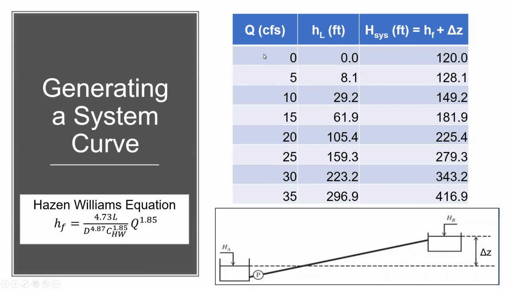You'll note that this system curve has a positive value for 0 cubic feet per second. And why would that be in this particular system? At no flow, there's already some head that the pump has to overcome.